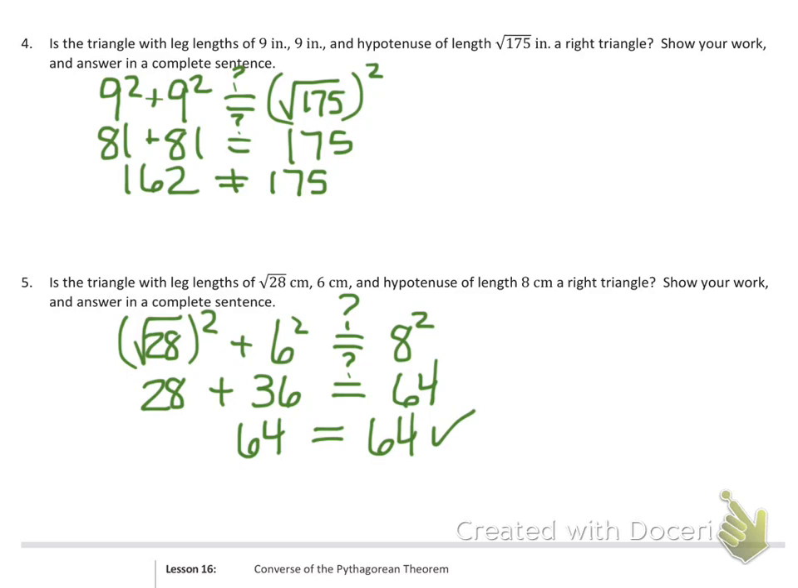So our complete sentence answer would be, a triangle with the given leg lengths is a right triangle by the converse of the Pythagorean theorem. All right.